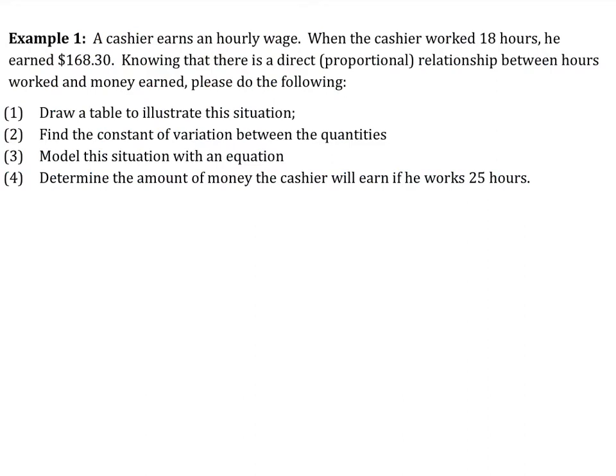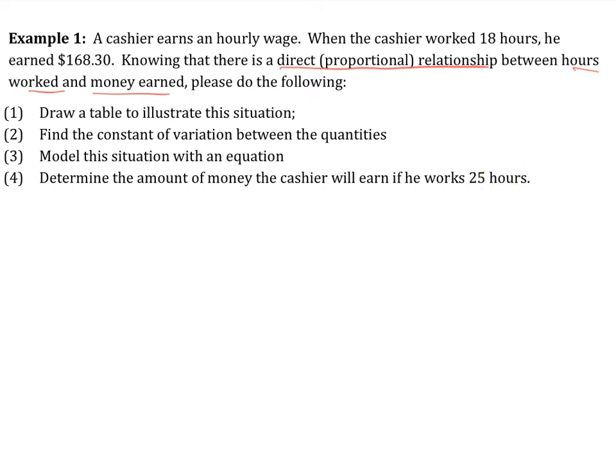In this example, we are told a cashier earns an hourly wage. When the cashier worked 18 hours, he earned $168.30. Knowing that there is a direct relationship between the hours worked and the money earned, what we want to do is to explore this direct variation by drawing a table to illustrate this situation. We want to find that constant of variation. We want to write an equation describing this situation and then use that equation to address this question. How much will the cashier earn if he works 25 hours?